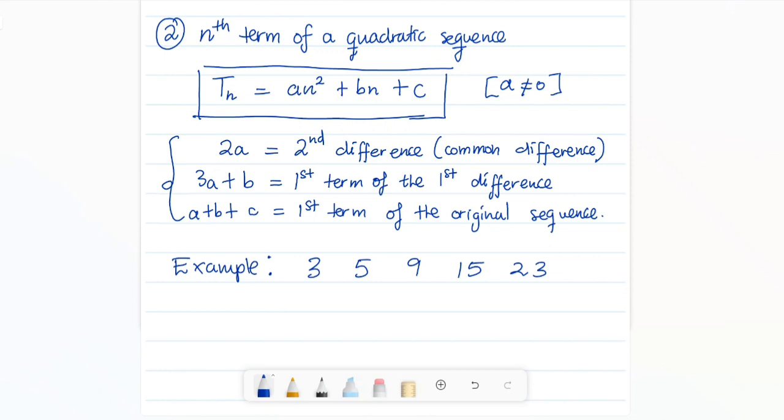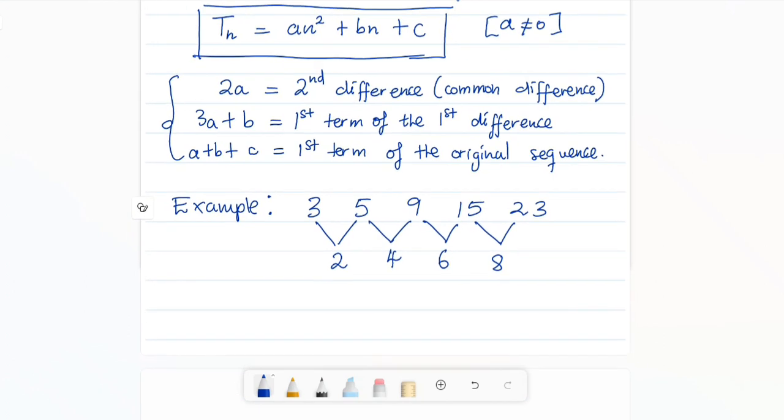So I have numbers here: 3, 5, 9, 15, and 23. The first thing that you do if you're looking for the nth term is subtract, right? 5 minus 3, there you get 2. 9 minus 5, you get 4, and then 15 minus 9, you get 6. 23 minus 15, you get 8 here. Good. So you can see that these numbers don't look the same, so you already rule out that this is a linear sequence. So we can move on to subtract again.